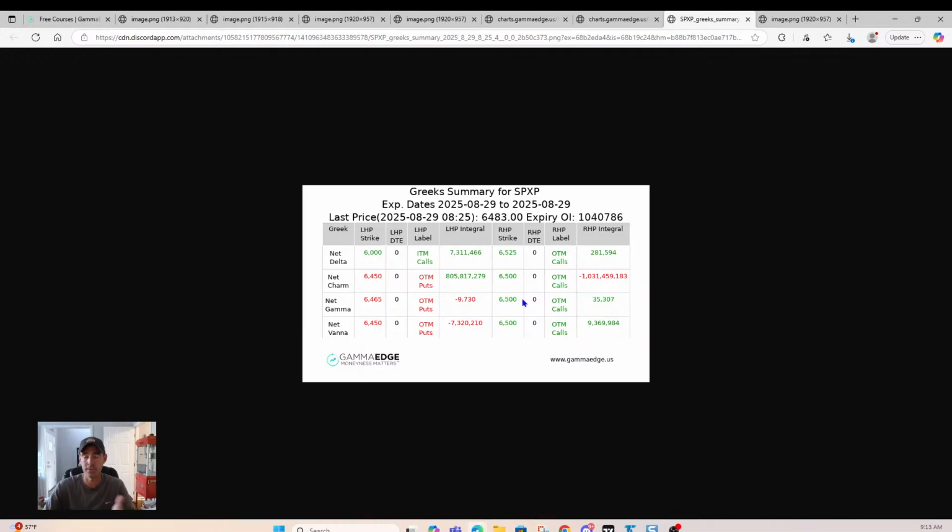And then gamma obviously is the fuel, the gas pedal that's going to help once we cross 6,500 to possibly drive us up towards that 65.25 level. That would be that local peak. So hopefully that helps everybody.